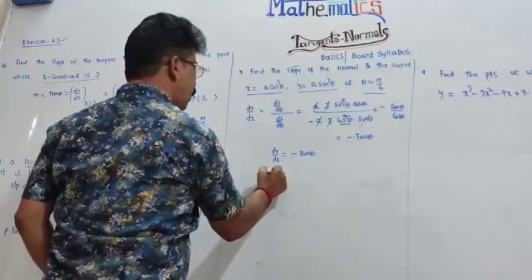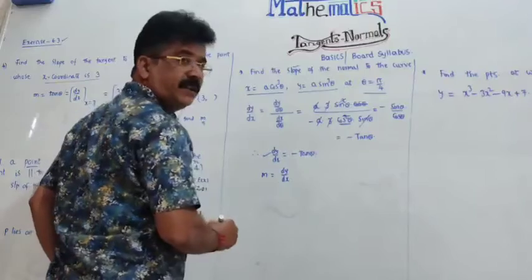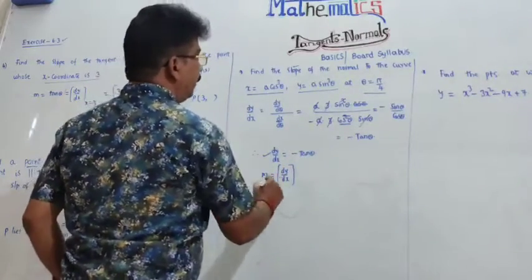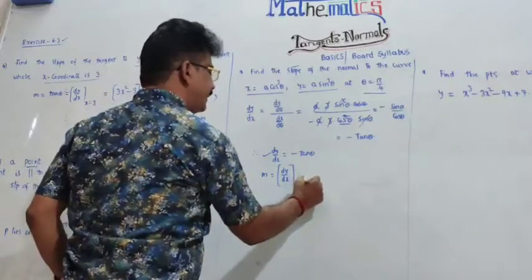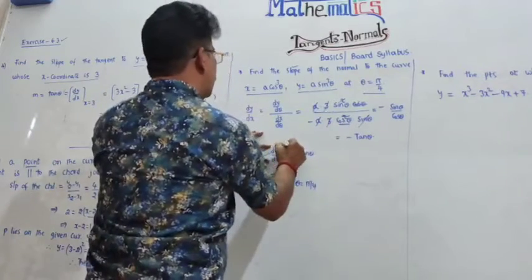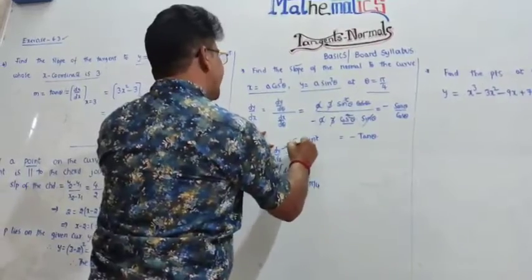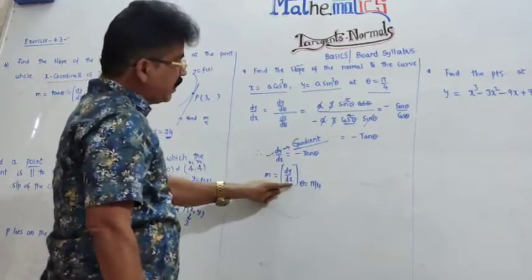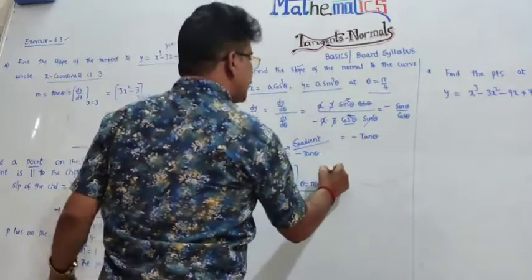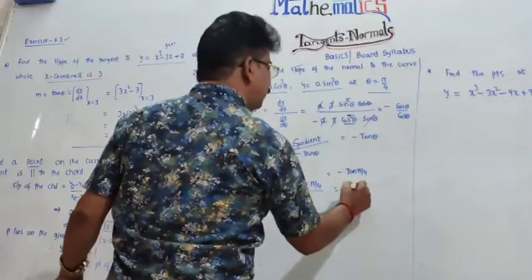So slope is equal to dy by dx. Actually this is the gradient of the curve. How can we get the slope m? It is at the given point. Know the difference. This is called gradient of the curve. This is called slope of the curve. This is the slope m. Okay. So that is equal to minus tan pi by 4. That is equal to minus 1.